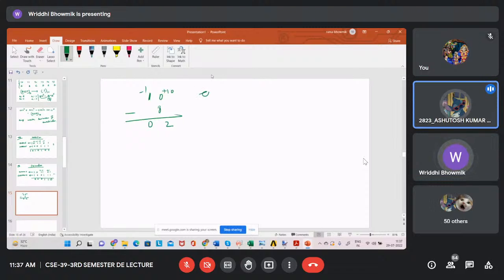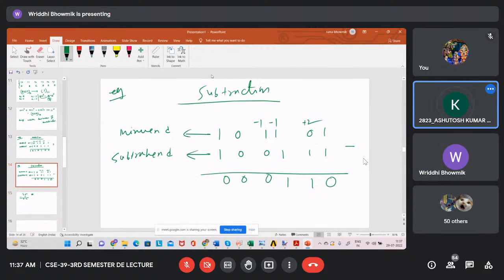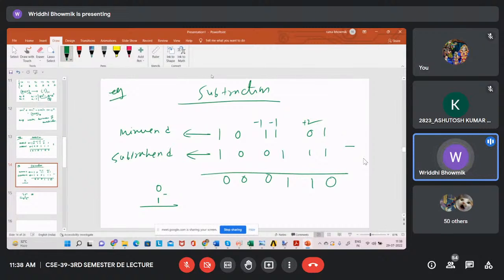Now the second. Please once more explain subtraction. Subtraction is what? When you have 0 and then you have 1, you are subtracting 1 from 0. So your minuend is smaller. Okay, M is less than S, right? For this case, you are subtracting 1 from 0.